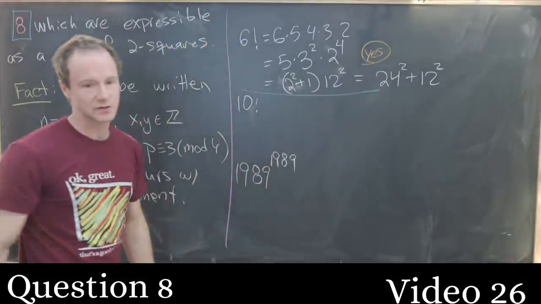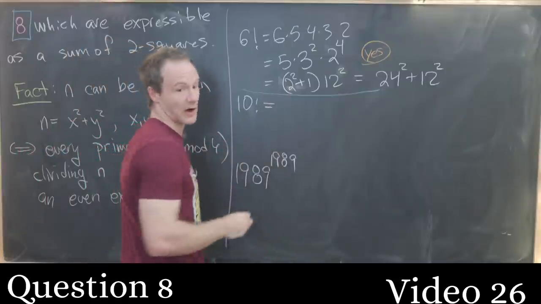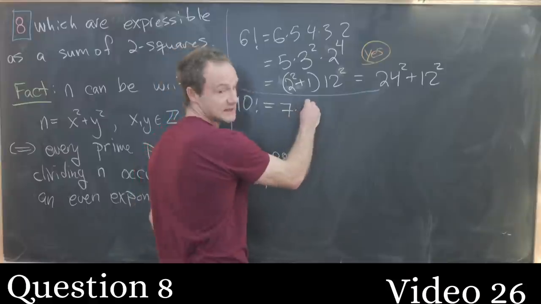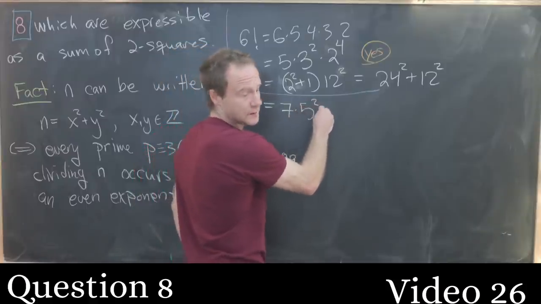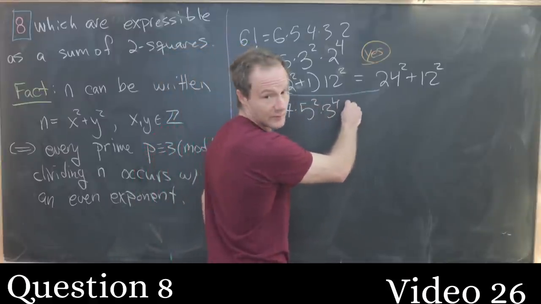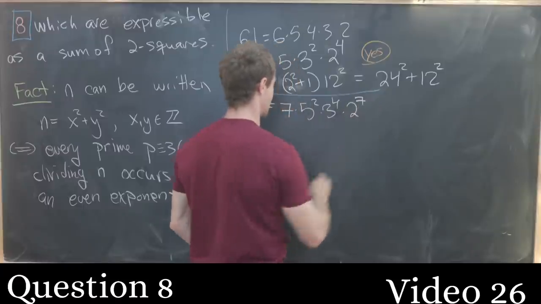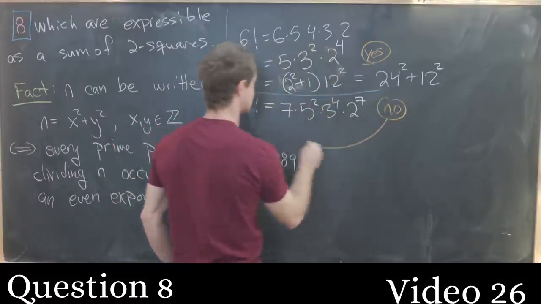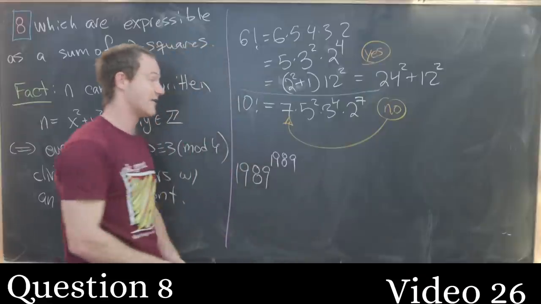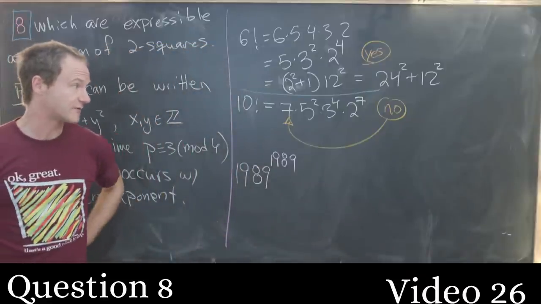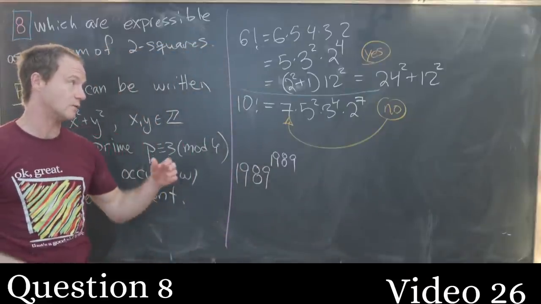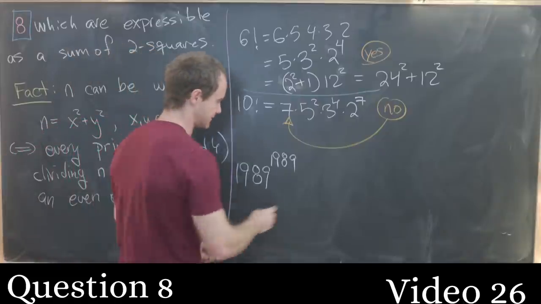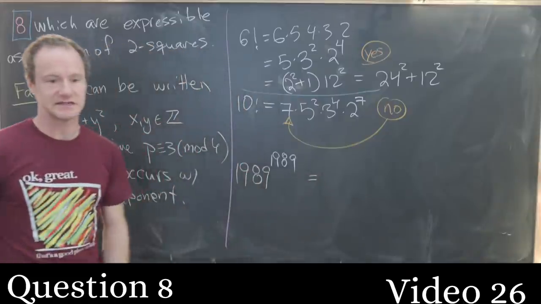Now let's look at 10 factorial. I'll just jump to the prime factorization because there's not a ton that goes on here. You get 7 times 5 squared times 3 to the 4th times 2 to the 7. So the answer here is no, and that's because of this guy right here. 7 is 3 mod 4, but it only occurs with an exponent of 1. 1 is obviously odd.